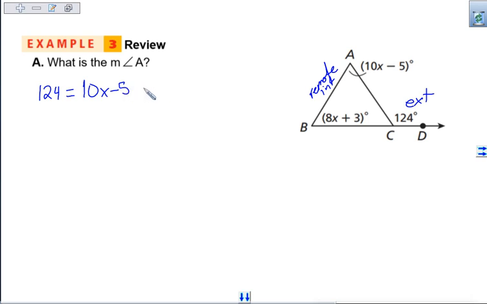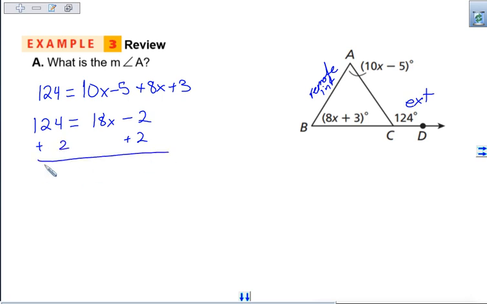So 124 equals 10x minus 5 plus 8x plus 3. Combine our like terms. So 124 equals 18x plus 2. No, not plus 2. Minus 2. Add 2 to both sides. 126 equals 18x. And 126 divided by 18 gives us that x equals 7.